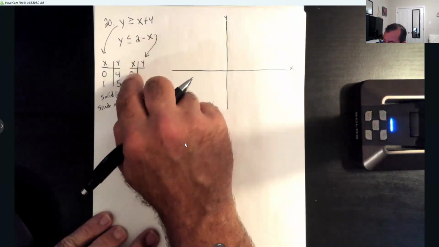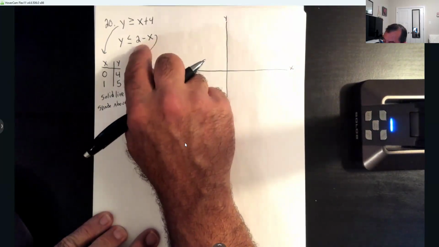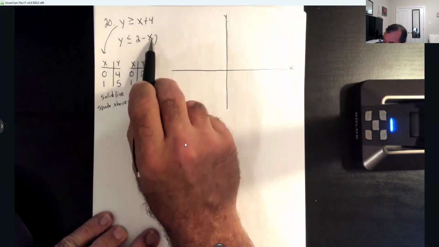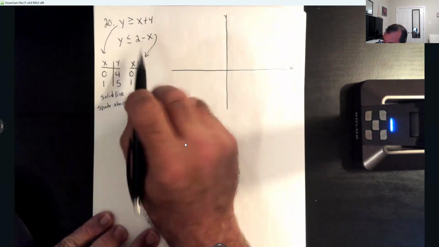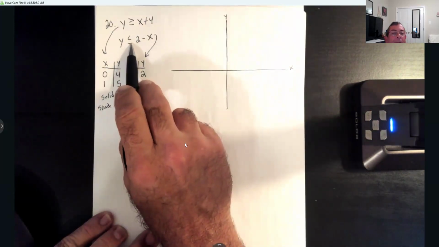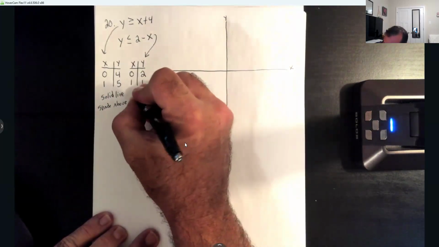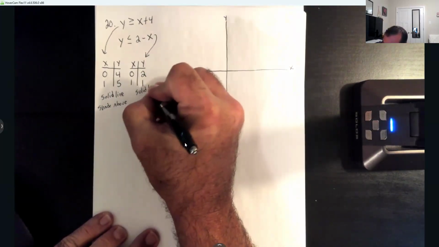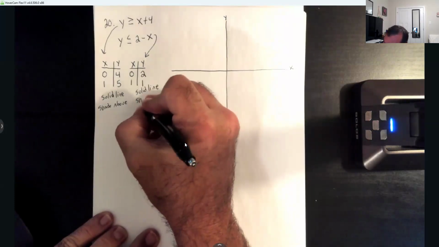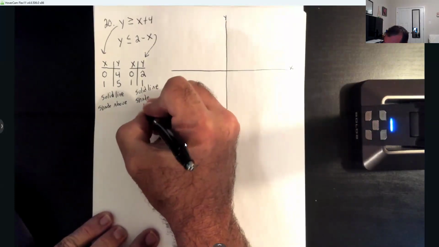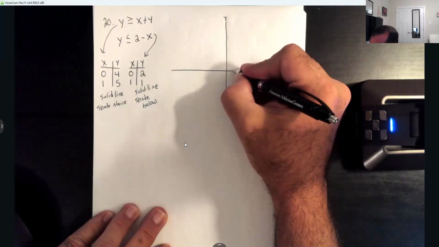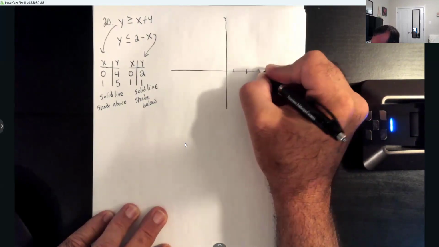All right, the second equation, put a 0 in for the X. 2 minus 0 is 2. Then if I put a 1 in for the X, 2 minus 1 is 1. This one has equals, so it's going to be a solid line. But y'all, this one's less than, so it's going to shade below. All right, so my biggest number is 5, so let me just write this out about 5.